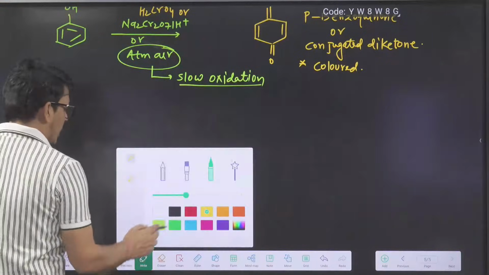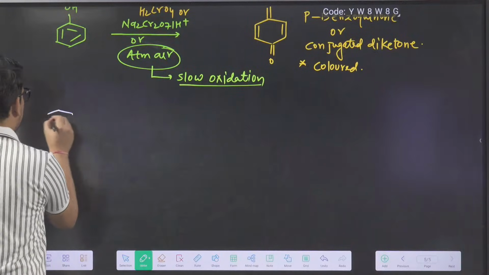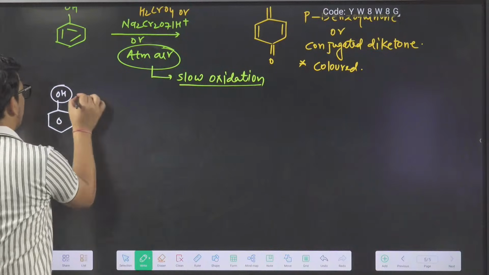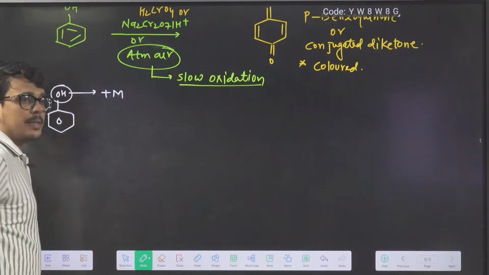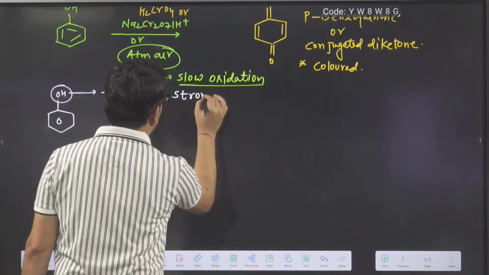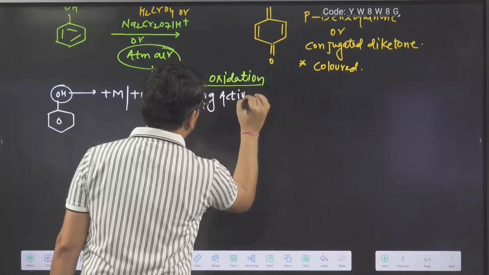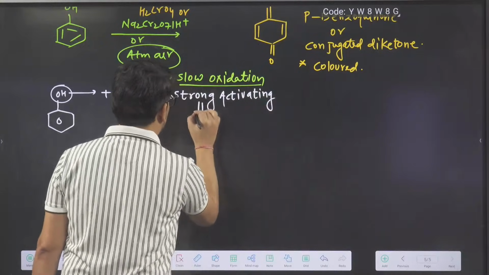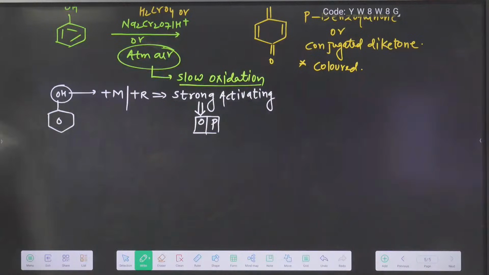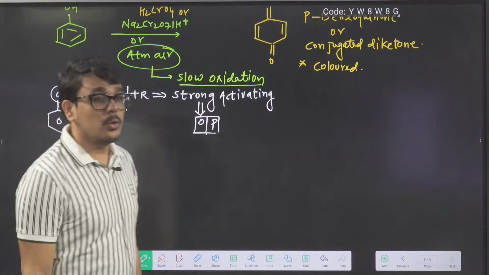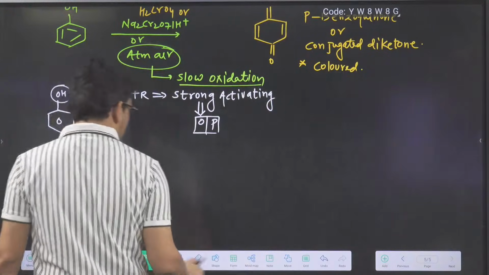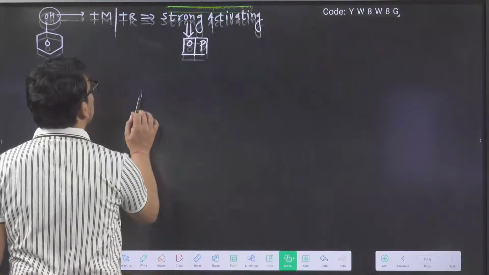Now, next thing. If we have phenol here, which group does phenol have? The OH group. Is OH group plus M or minus M? Plus M, or I can say plus R, so this becomes a strong activating group. Strong activating groups are ortho or para directing. So here in phenol, OH allows the incoming electrophile to attach either at the ortho position or at the para position.